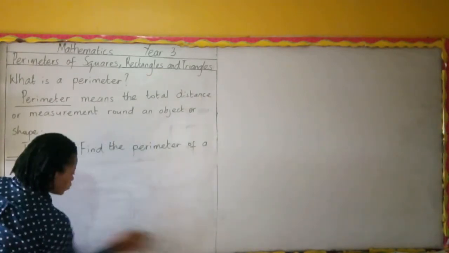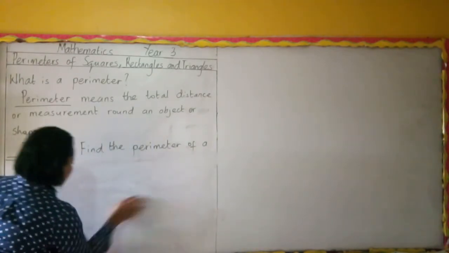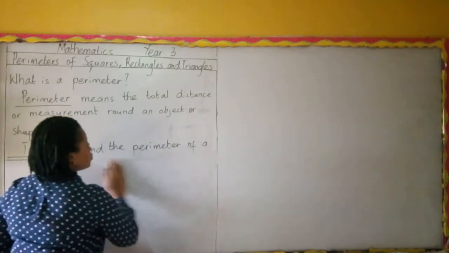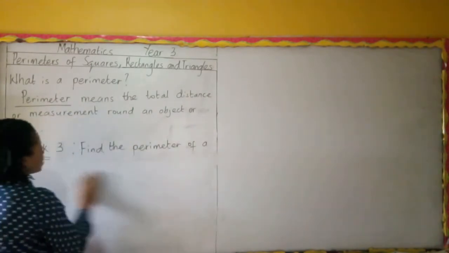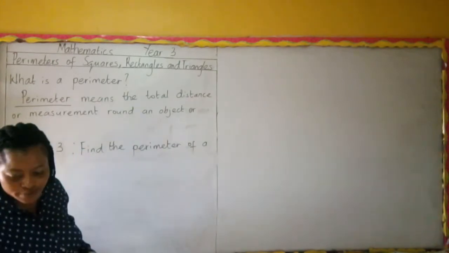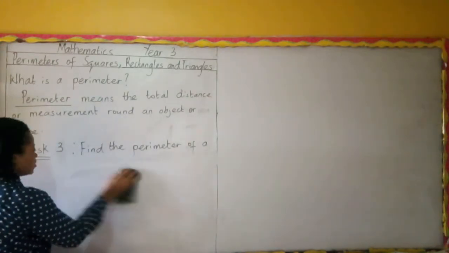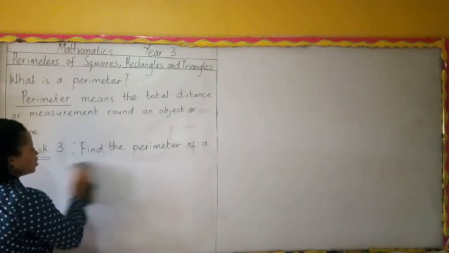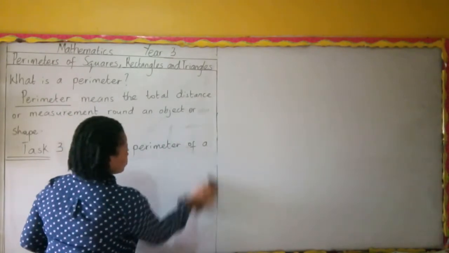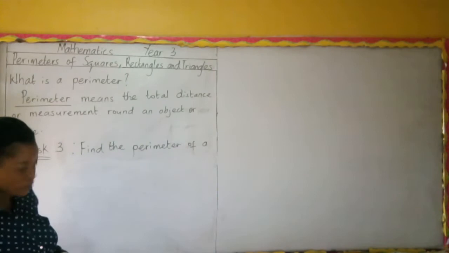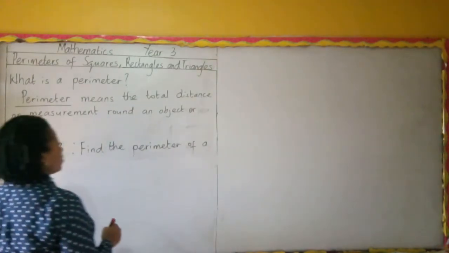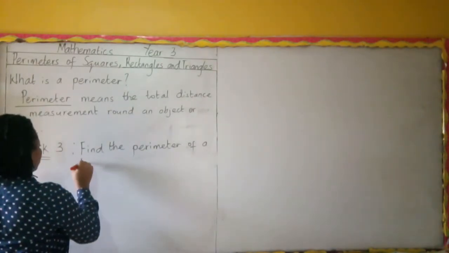Now, triangles. Triangles are also 2-dimensional shapes. And we get a 3D from it, and that is called what? A cone. A cone is derived from the 2D triangle. So, let's continue. Good. So, find the perimeter of a triangle.